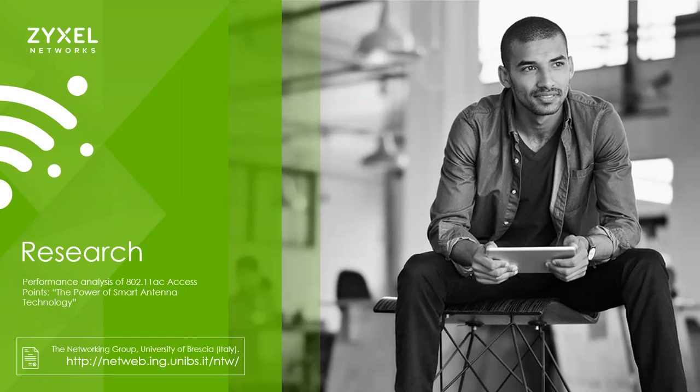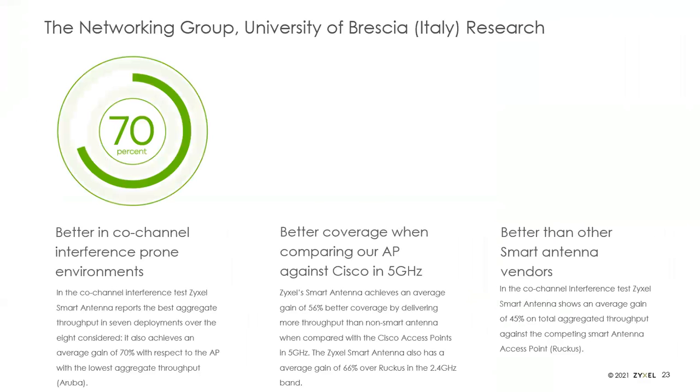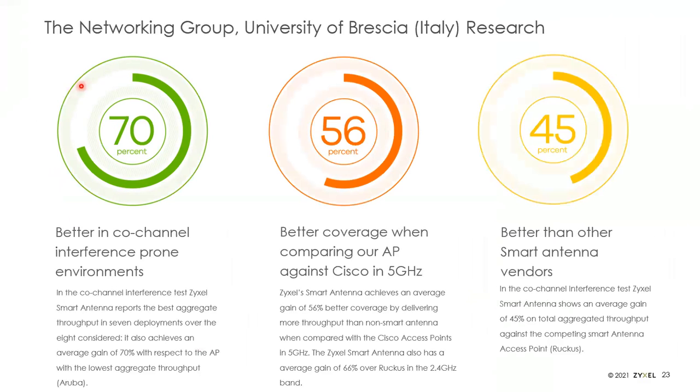But to summarize here, their testing found that with co-channel interference issues, smart antenna APs perform up to 70% better than non-smart antenna APs. So they compared us, they compared Ruckus, they compared Cisco, and they compared Aruba. As you can see here, we did 56% better than Cisco, and we even outperformed Ruckus up to 45% in these real-world environments where you are going to have sources of interference. So that's it for smart antenna.